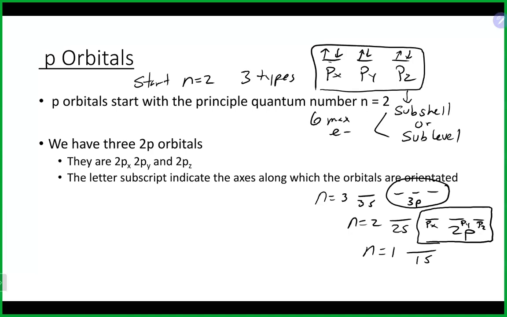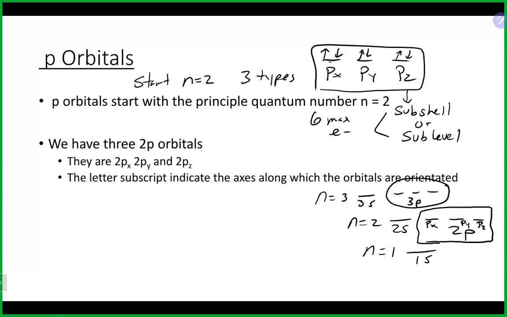We do not use the word subshell or sublevel with s orbitals because there is only one type of s orbital. So we just call it an s orbital. We don't call it an s subshell or an s sublevel because it's just made up of one orbital. But p, because it's made up of three different types, we refer to all of them together on an energy level, all the p orbitals, as a subshell or sublevel.